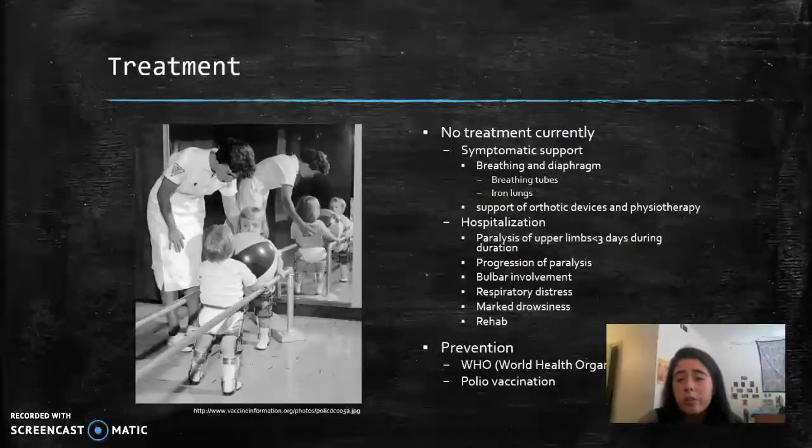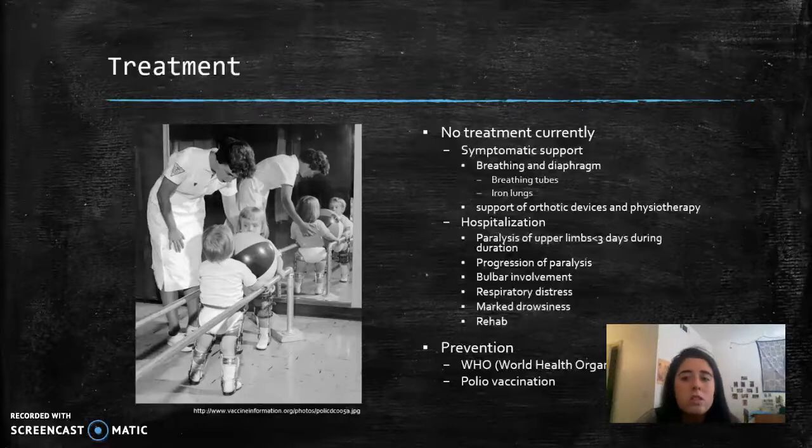Now, there's no treatment currently. It's just symptomatic support. You may need breathing support and a diaphragm aid if you have one of those severe rare cases, like breathing tubes or iron lungs. It's generally just hospitalization. Braces might be applied to your muscles to help support. Physiotherapy as well. But generally there are no treatments currently.